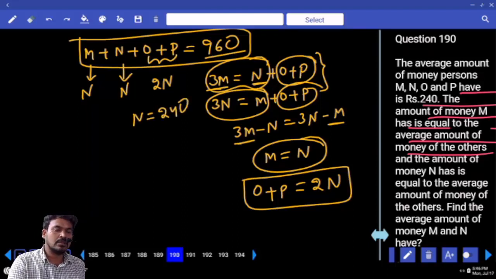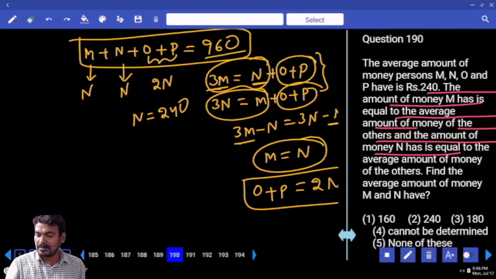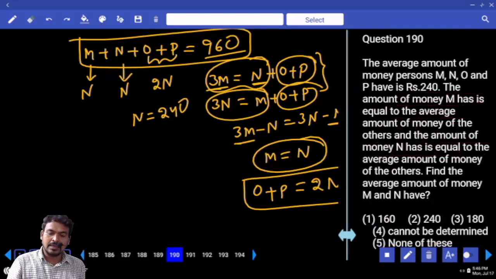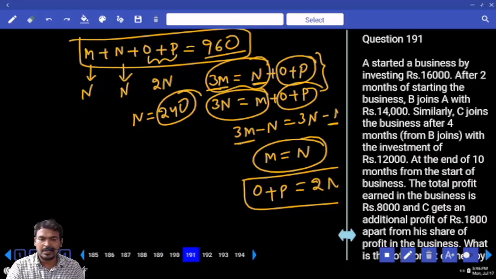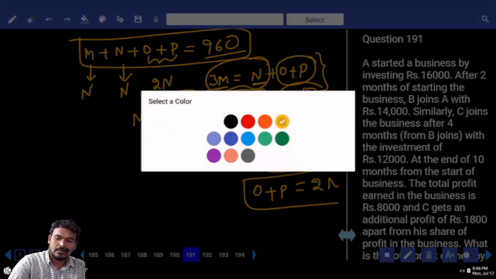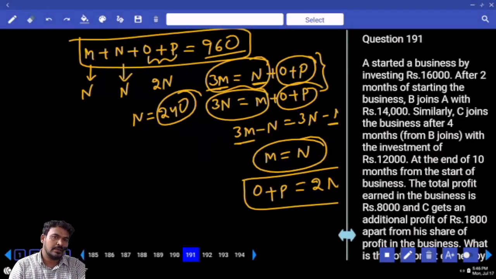What is the N value? 240. What is the question here? Average of M and N. M is 240 means N also 240. Average means 240. If M value is 240, N value is also 240, average is also 240.